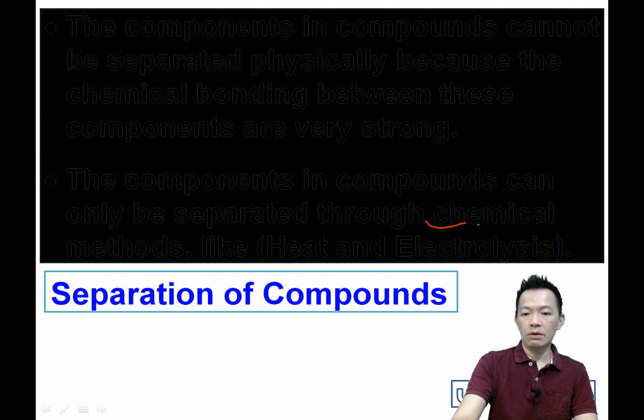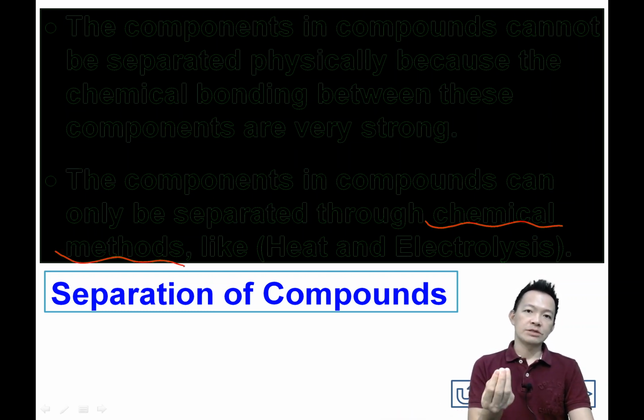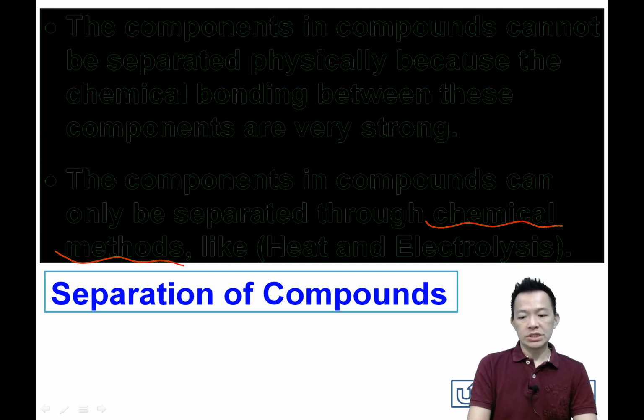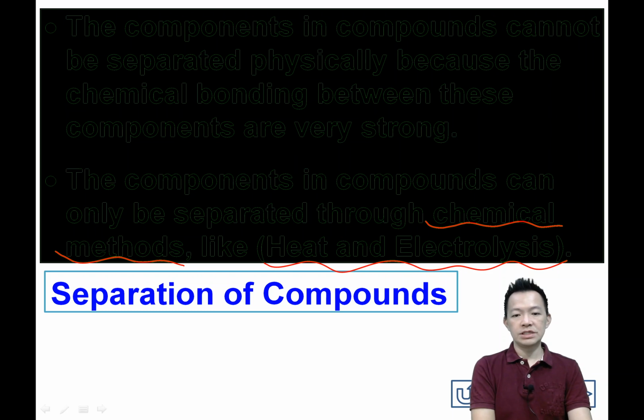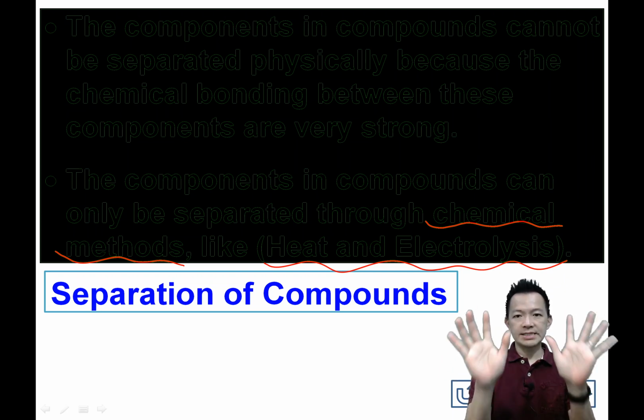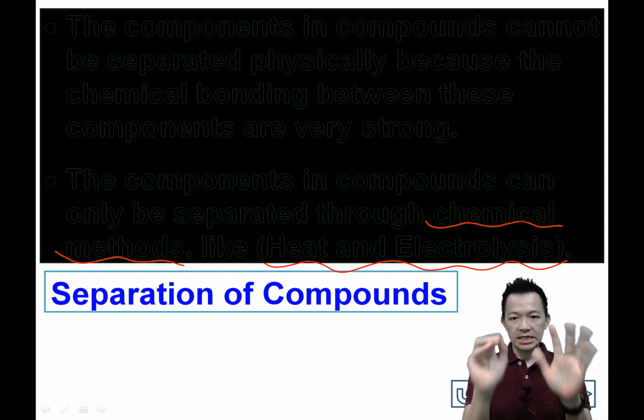We need chemical method. But in our syllabus, when we talk about chemical method, we just give you two examples in your Form 1 syllabus, heat and electrolysis. Heat, or else use electrolysis. Okay? But what's meant by chemical method? Heat and electrolysis. Okay? Now, your note actually is very simple. I just give you two sentences. That's not enough for you.